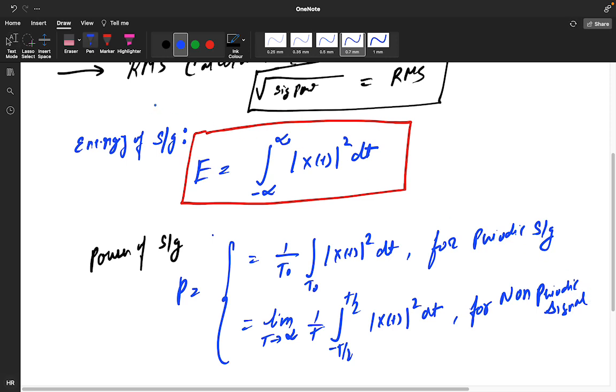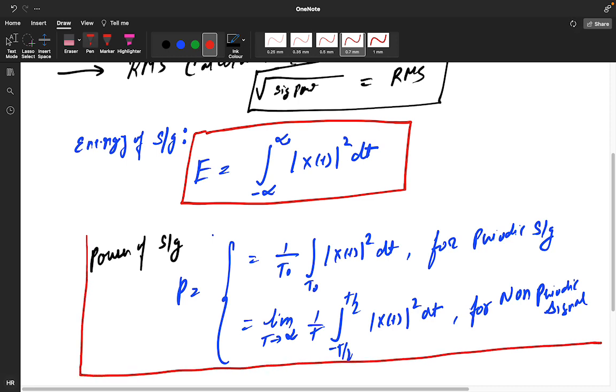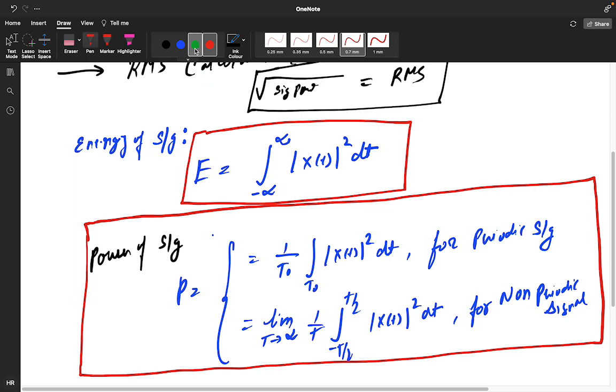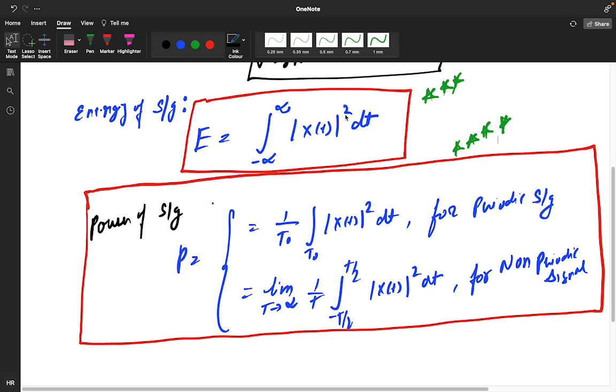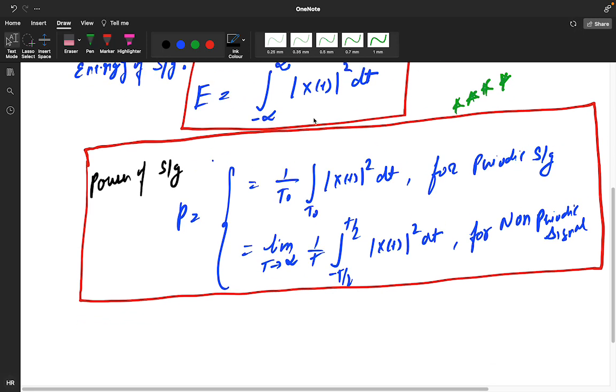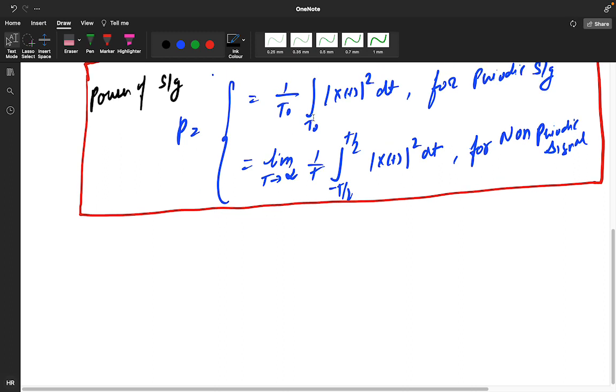These formulas are very important in signals and systems. Each year they ask a question from energy signal and power signal. Determine the energy and determine the power, and you just have to use this formula. Okay, we'll see how to calculate.